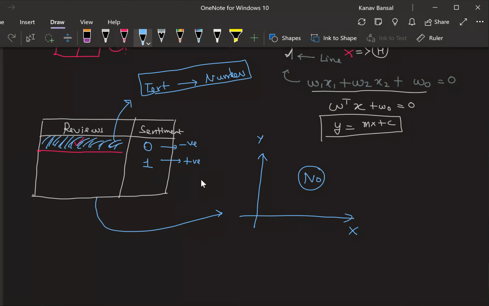Yes, yes. So the machine will try to convert it to numbers, right? Because in mathematics we understand numbers. Math formulas understand numbers, not text data, right? We can use any method. Tomorrow I will try to show you some of the methods.